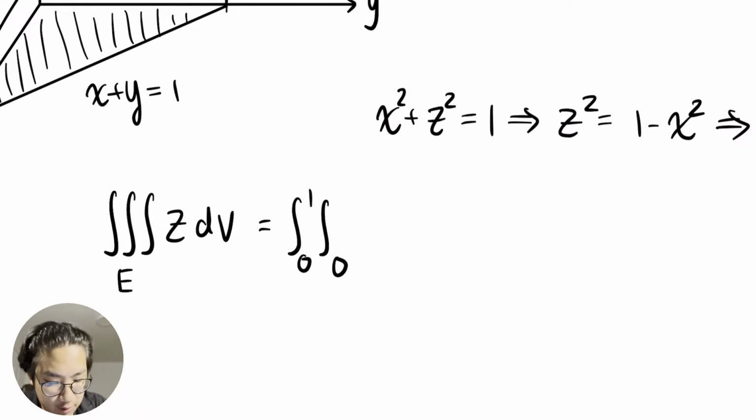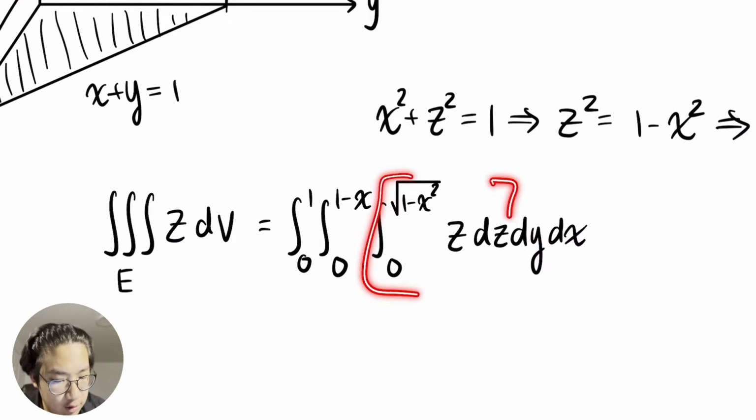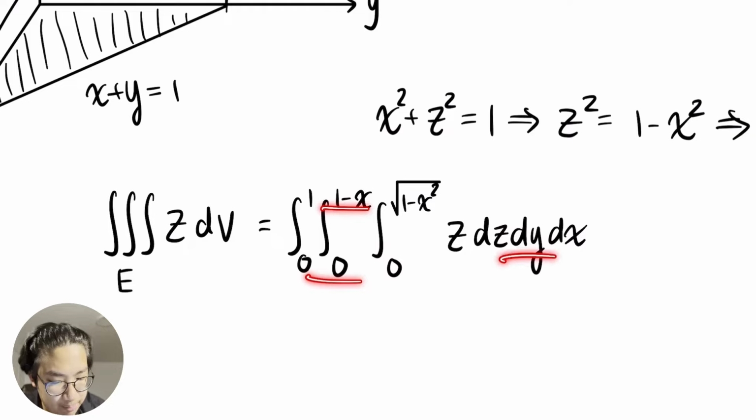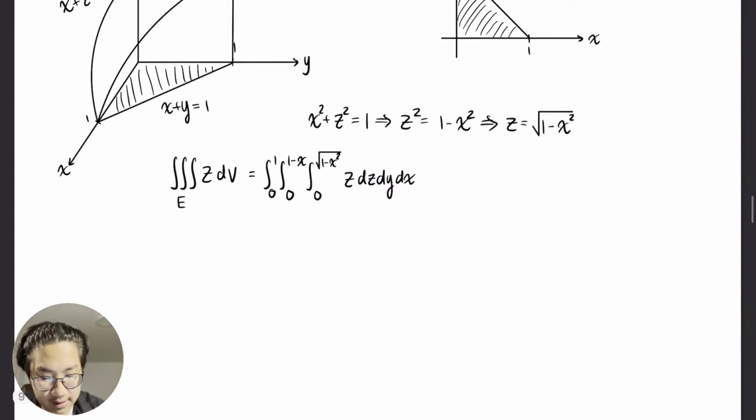So x on the very outside goes between 0 and 1. Y goes between 0 and 1 minus x. And then z goes between 0 and the square root of 1 minus x squared. And then just z, dz, dy, dx. Notice that these here will match up, these will match up, and this right here will also match up. Typically, you might see this written this way. You're technically evaluating that inside integral first, and then appending the outer integrals. Okay, let's evaluate this now.